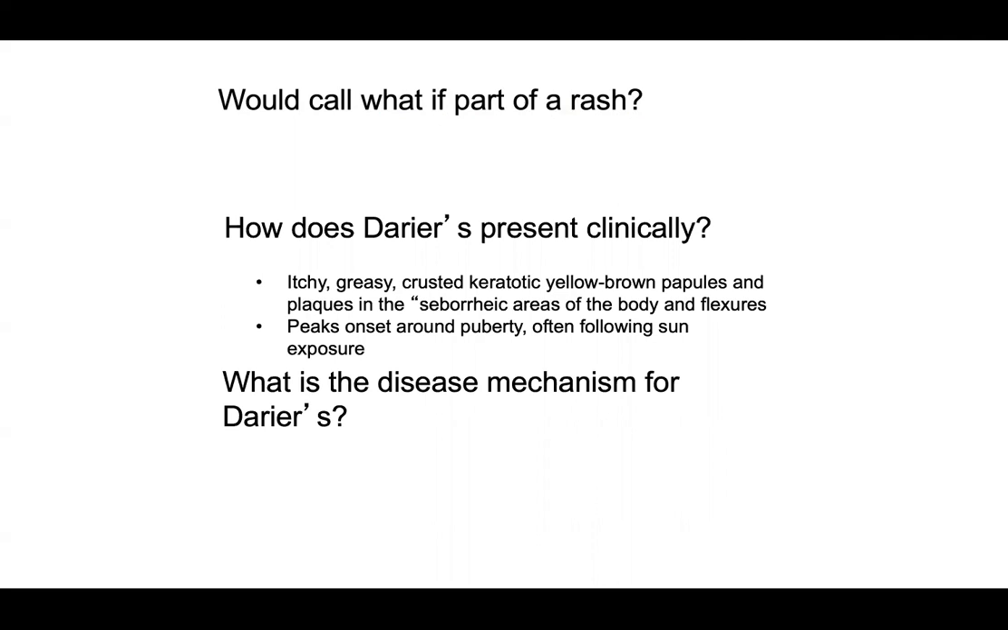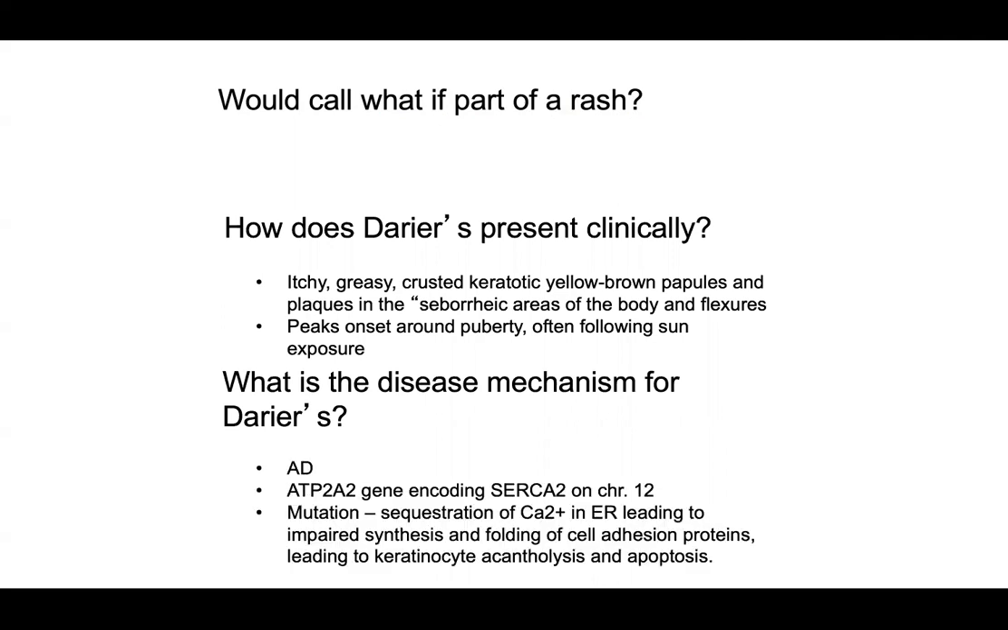The mechanism they like to test you on is an autosomal dominant mutation in the ATP2A2 gene encoding the SERCA2 endoplasmic reticulum calcium pump. So it's a mutation that causes sequestration of calcium in the ER, leading to impaired synthesis and folding of the cell adhesion proteins. This leads to acantholysis and dyskeratosis, as well as apoptosis of the keratinocytes.